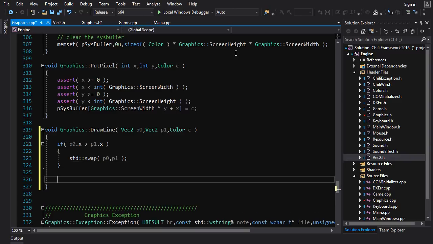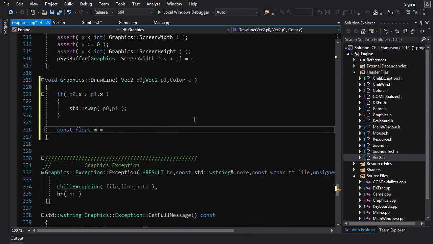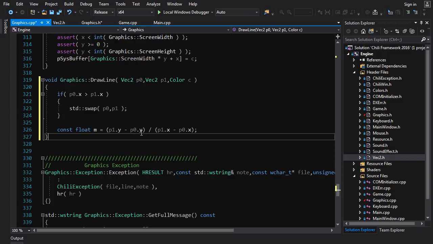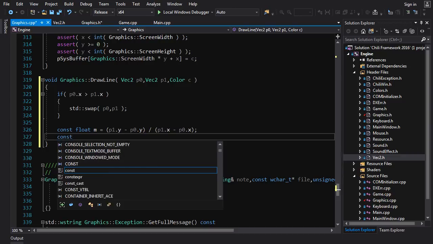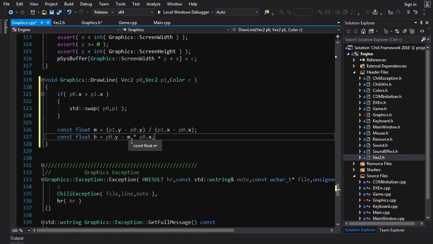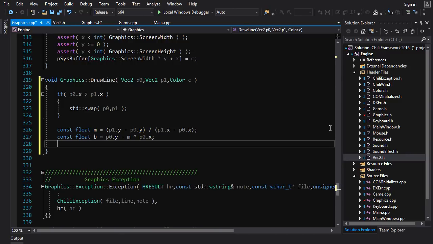So that's business number one taken care of. Now we want to calculate the slope between these. So the slope is just equal to the rise over the run, which is going to be p1.y minus p0.y quantity divided by p1.x minus p0.x quantity. There you go, you've got your m. Your b is going to be y0 minus m times x0. And now we just got to run our loop.